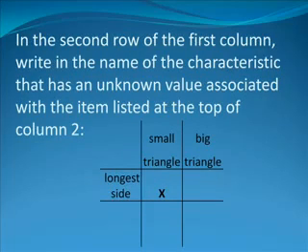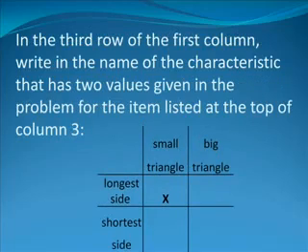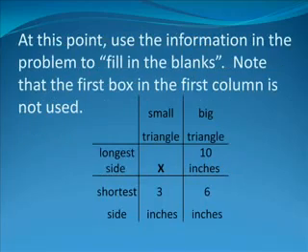In the second row of the first column, write in the name of the characteristic that has an unknown value associated with the item listed at the top of column 2. This leads to the following. In the third row of the first column, write in the name of the characteristic that has 2 values given in the problem for the item listed at the top of column 3. This leads to the following.